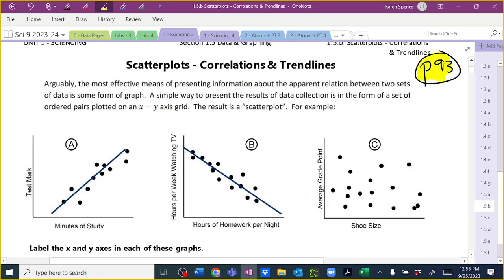Have any of you seen graphs that look like this before? Where we have dots. Dot, dot, dot, dot, dot. Have you seen graphs like that before? Yeah, okay. At least one of the names for them is called a scatter plot. Can you guess why it's called a scatter plot? Because the dots are scattered around, yes?